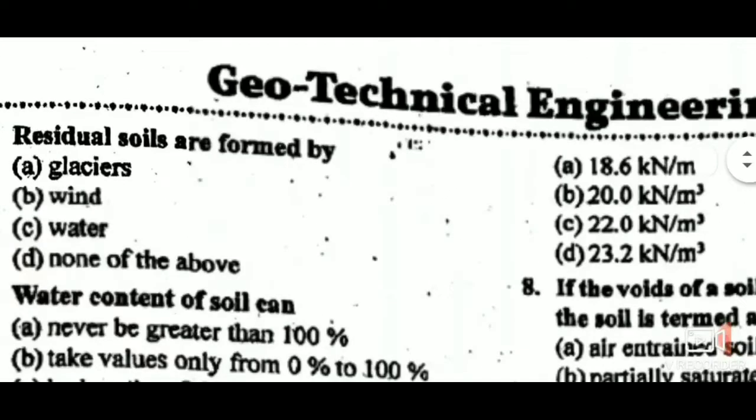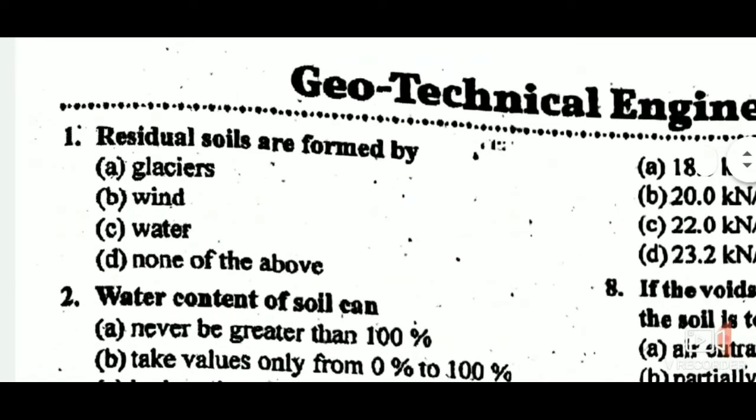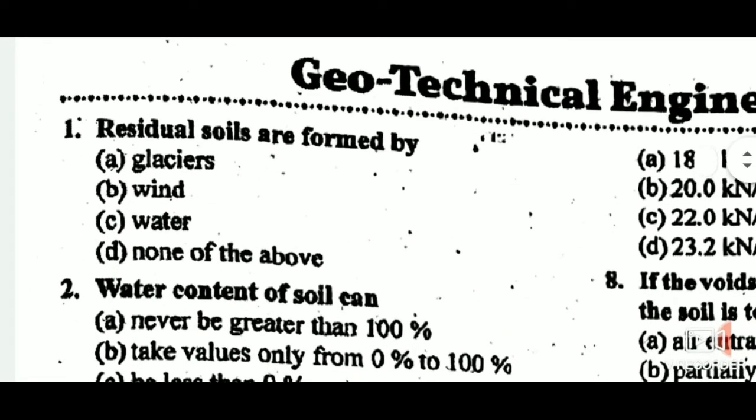First question: residual soils are formed by. Option A glaciers, option B wind, option C water, and option D none of the above. Here residual soils are formed by weathering of rocks. So that option is not there. So option D, none of the above.